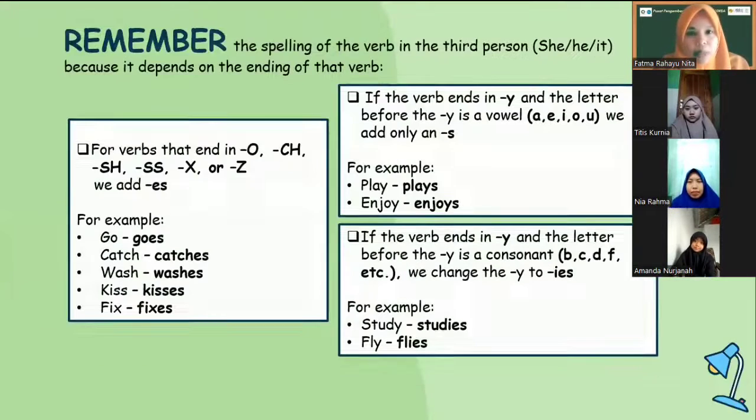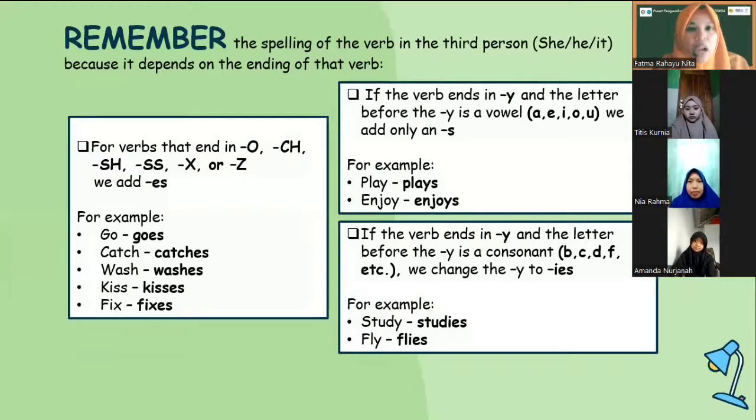Remember the spelling of the verb in the third person, she, he, it, because it depends on the ending of that verb. For the verbs that end in o, ch, sh, ss, x, or z, we add es. For example, go becomes goes, and so on.